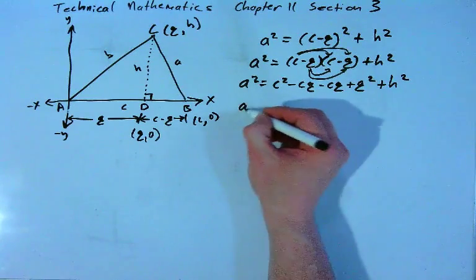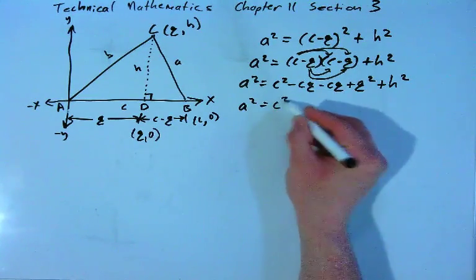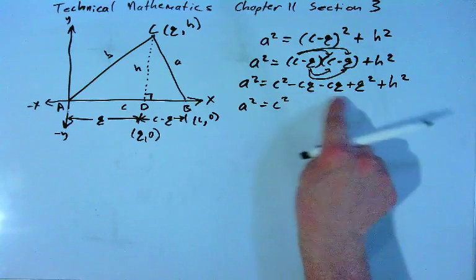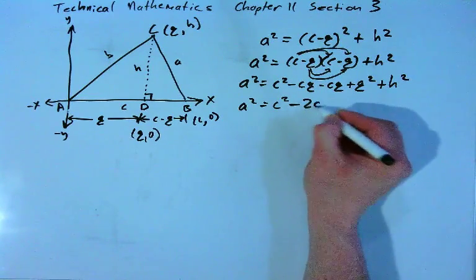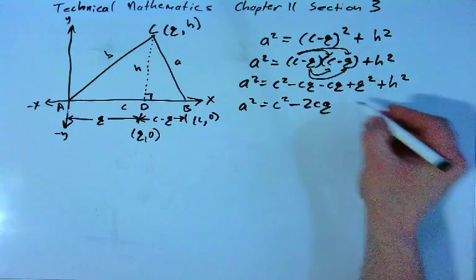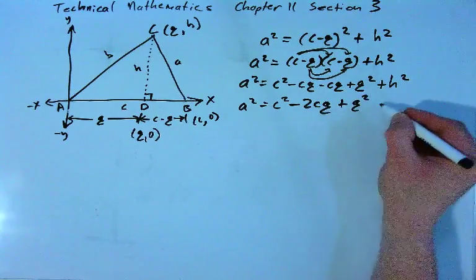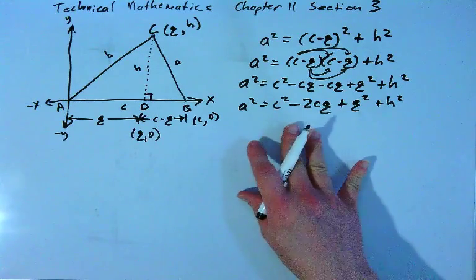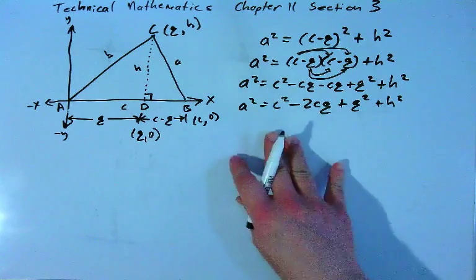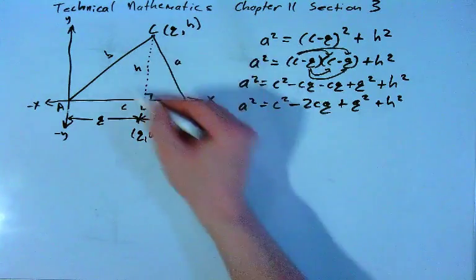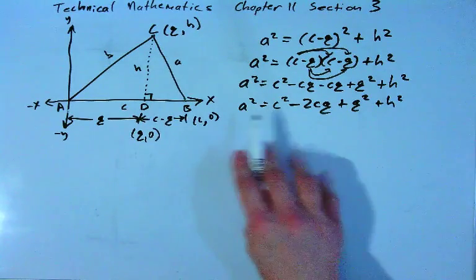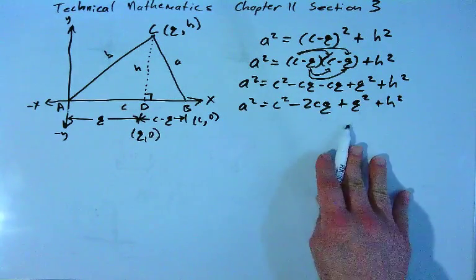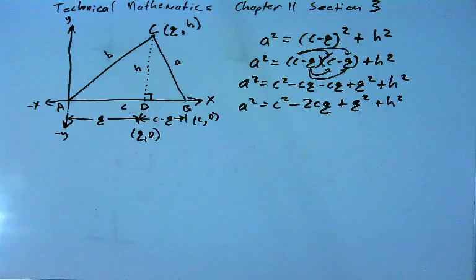I should combine them. So A squared equals C squared. I have two negative CGs, so that's going to be minus 2CG. Right? That's combining those like terms. Plus G squared plus H squared. Okay, so this is the Pythagorean theorem applied to this triangle. Right, so A squared is going to be equal to C squared minus 2CG plus G squared plus H squared.